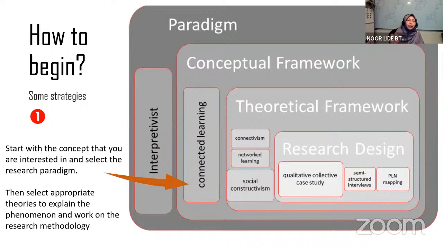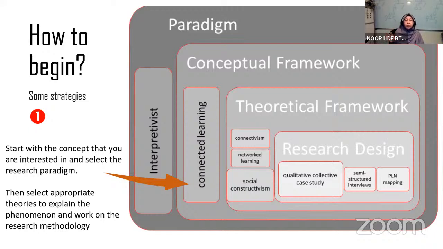And then what would be the relevant design? Now, because the paradigm is an interpretivist paradigm, therefore the research design is a qualitative design, because you want to look at how different groups of people are actually viewing connected learning. What does connected learning mean to, say, one group of people or multiple groups of people? So therefore, you do a qualitative case study research. That would be the research design.